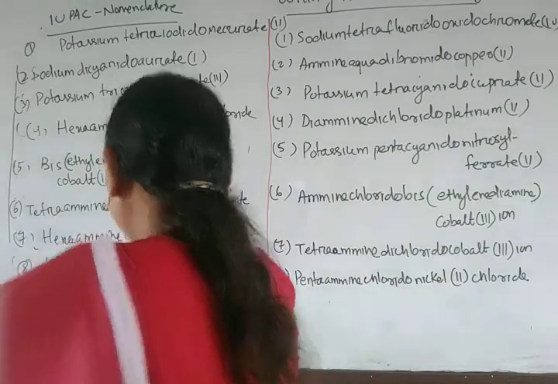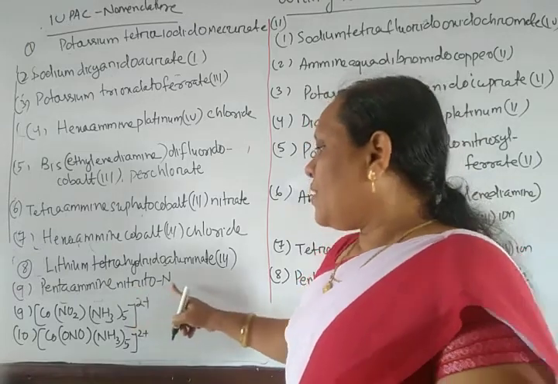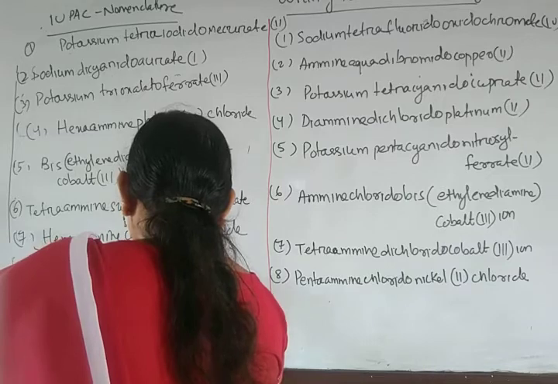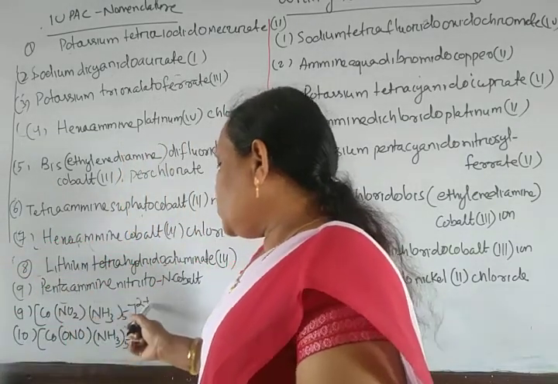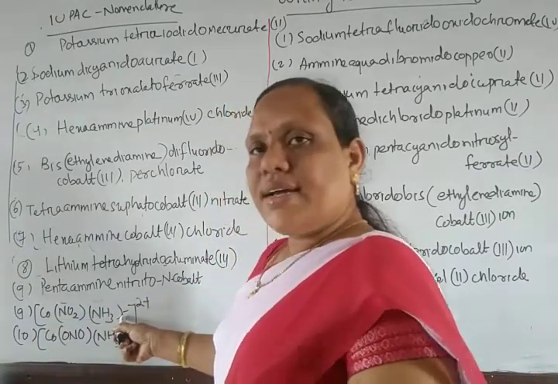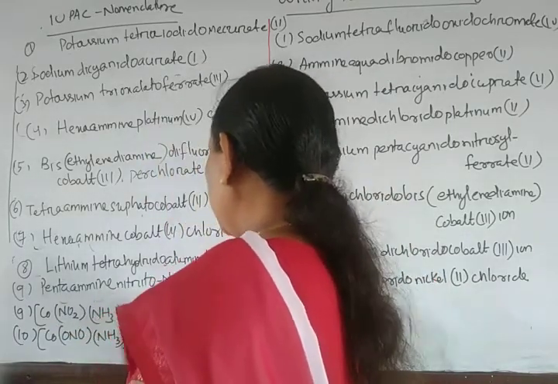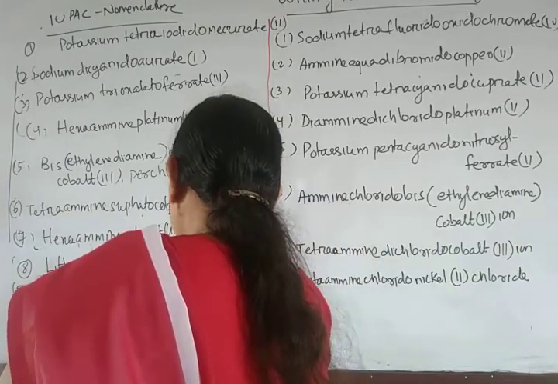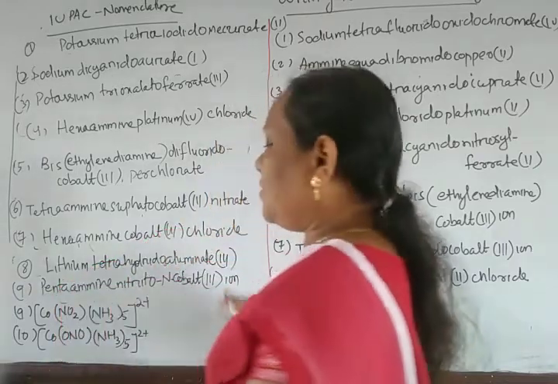So for the point of attachment, we have to write nitrito-N, then cobalt. The nitrito charge is -1 and the ammonia... and it has 2+ charge. In this way, cobalt has charge +3. Ammonia has charge 0. So, pentaamminenitrito-N cobalt(III), and this is an ion. So, we have to write ion.